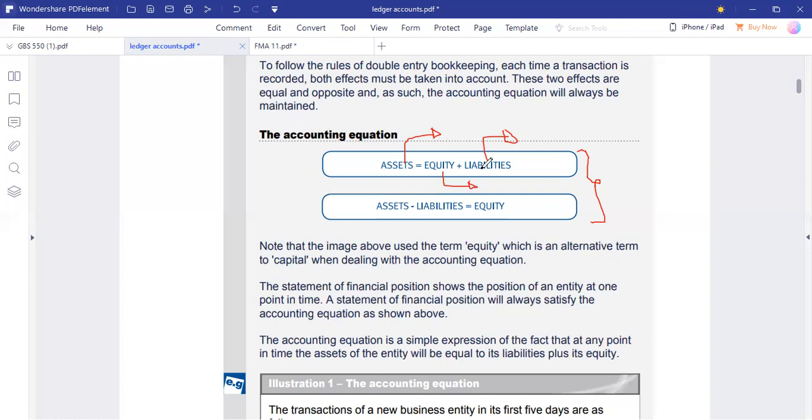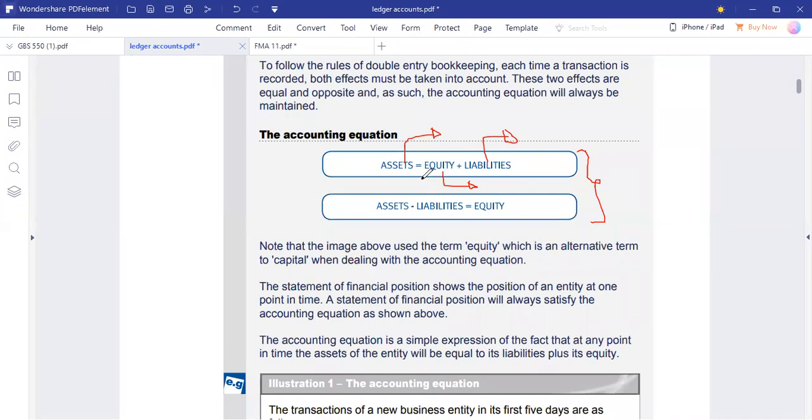And liabilities can be long-term or current. Current liabilities are simply what we owe that can be paid within a year. And what can be paid over a year are called non-current liabilities, which include bonds, debentures, and long-term bank loans. So this is what gives us what we call the accounting equation.